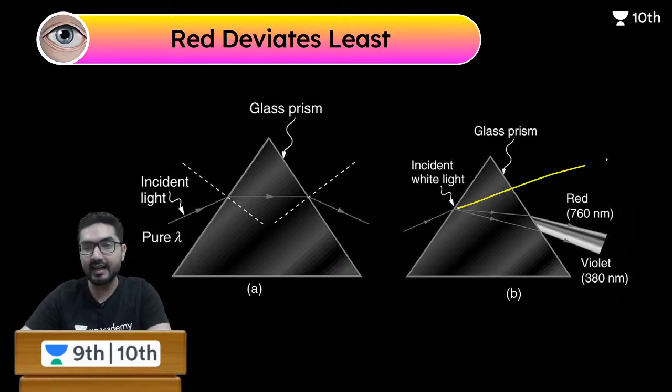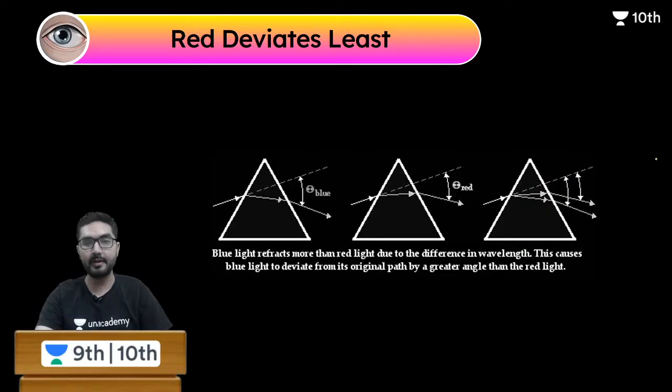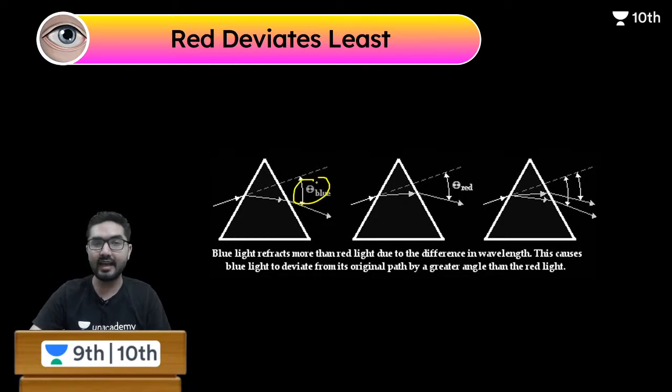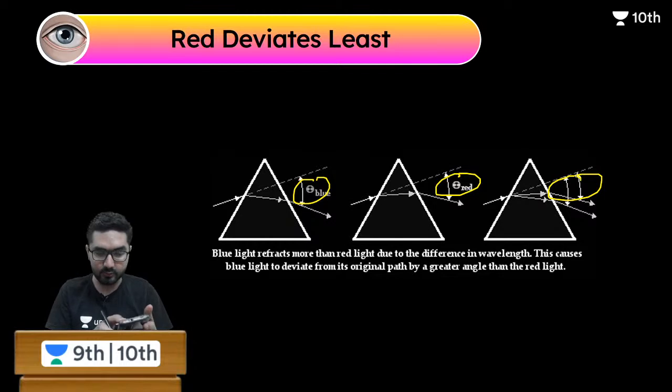So suppose a light goes like this, red is deviating the least and violet is deviating the most. That you should know, right? So this is what is called the angle of deviation. The angle between the incident ray and the emergent ray is what is called the angle of deviation, right?